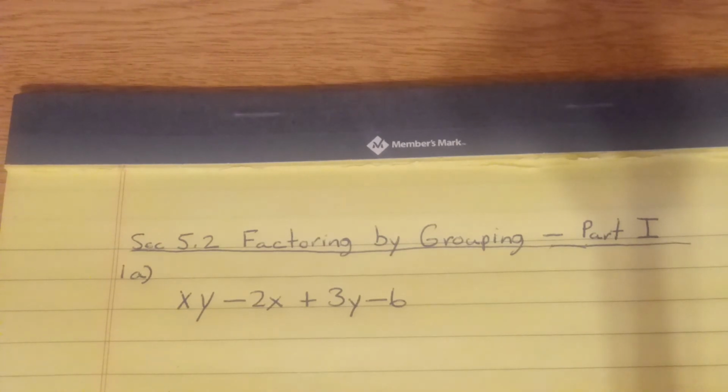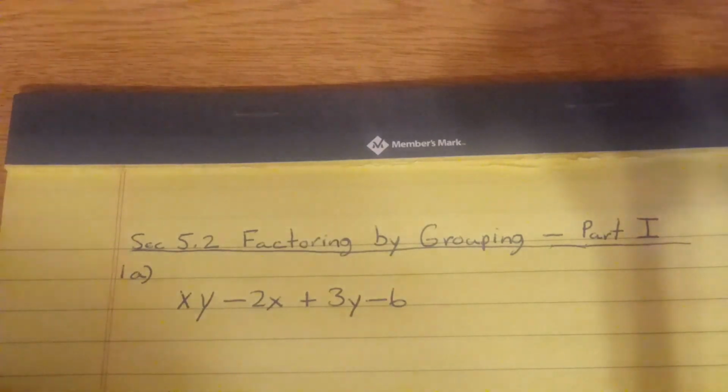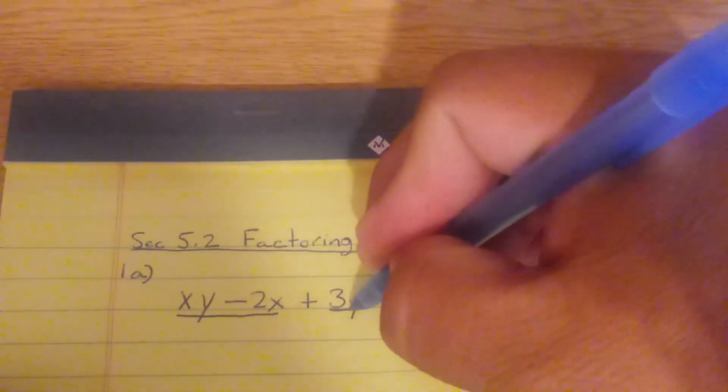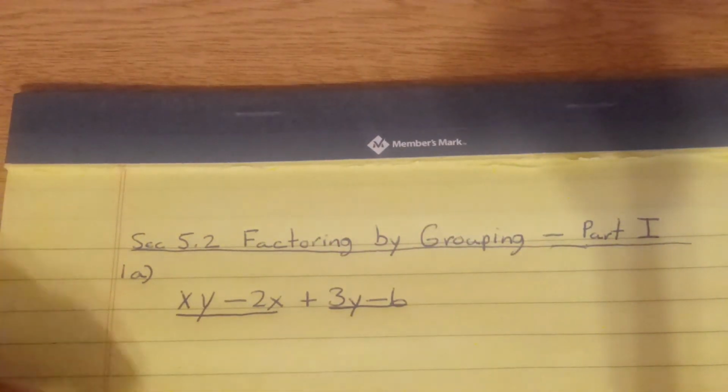So what you're going to have to do here is, just like the title says, grouping. You're going to have to group the first 2 terms and the last 2 terms, and you're going to treat them individually, and from there you're going to go ahead and factor out the GCF. Now keep in mind the GCF could be a number, essentially your coefficient, a variable, a combination of those two, or a polynomial. So we're going to take into account all the stuff that we covered in section 5.1.